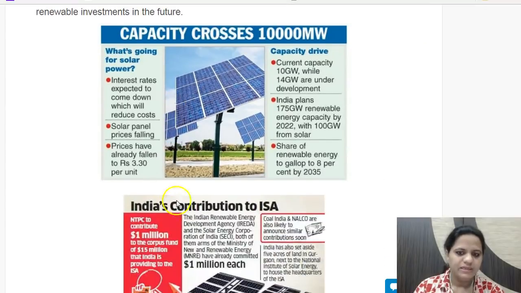So this is regarding solar energy, solar power in the country. The prices have also recently, we have seen the prices have fallen for solar power generation as such too. And the target as such is listed here.